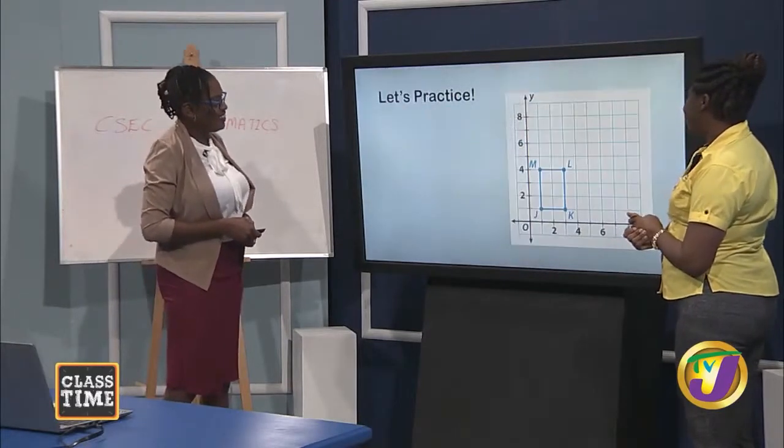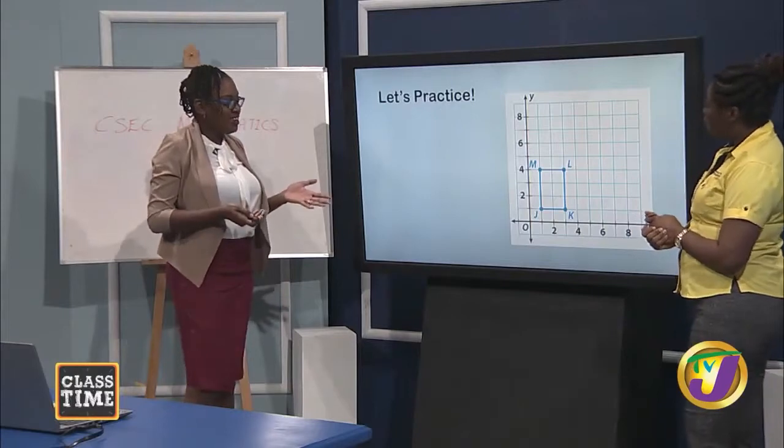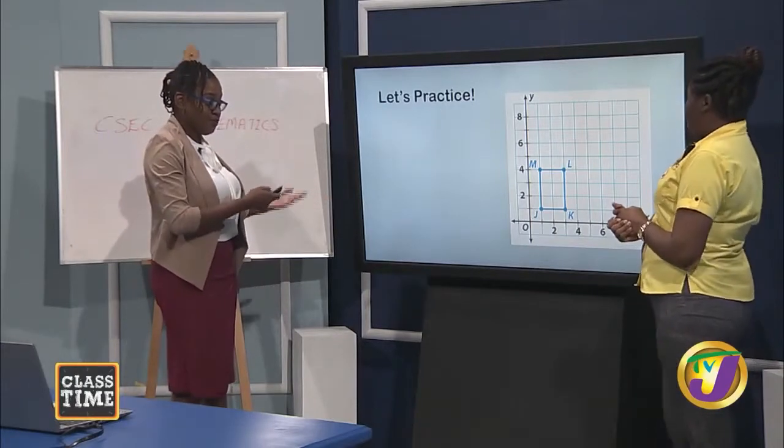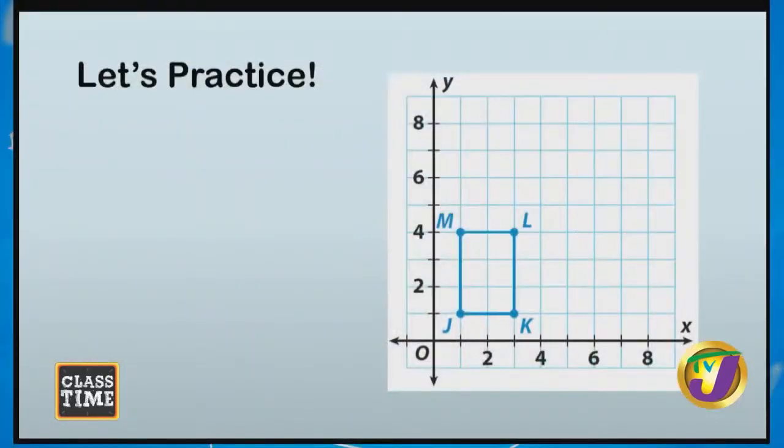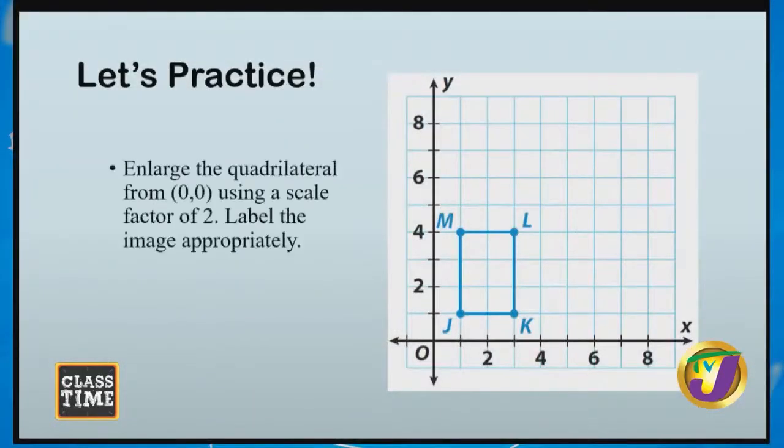All right, so our second example, just like the first, but for this one we're using a quadrilateral. So we have more points to enlarge. Here we have our instructions. So again, we are enlarging from the center.